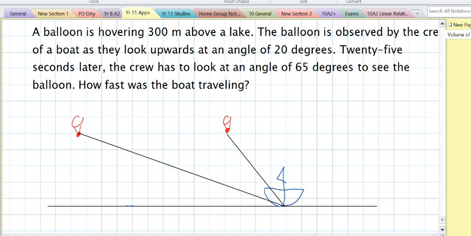Now, we don't actually have right angles anywhere yet, do we? So how do we get a right angle? I have a question. Sure. About the 65 degrees, does that start from the lake, or does it start from the 20 degrees angle? Starts from the lake. That's angle of elevation.